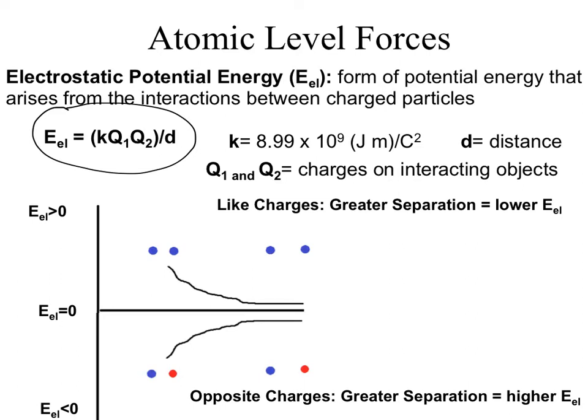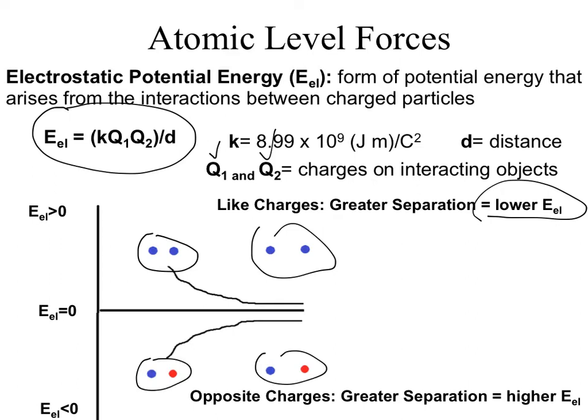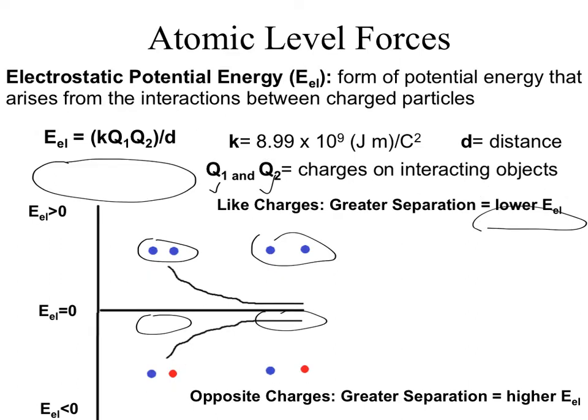So in terms of the attraction between two ions, we're going to be utilizing this equation. We have a constant. The Q's represent the charges on the interacting objects, and those are all divided by the distance between those two objects. Depending on whether you have like charges or opposite charges, that's going to dictate the potential energy that you see arising as they get closer or farther apart.